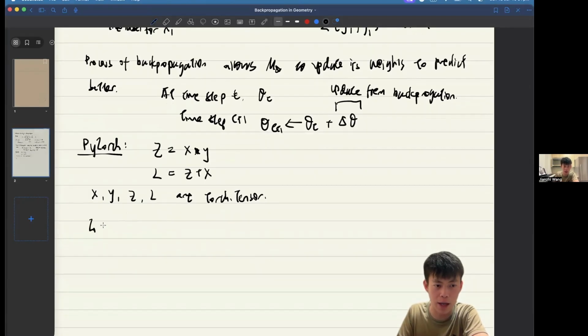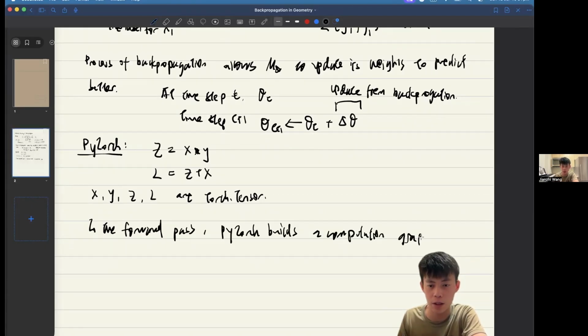In the forward pass, PyTorch will build up a computation graph. What is a computation graph? A graph usually has nodes and edges. In a computation graph, the nodes are actually the operators, so the multiply, the plus. The edges are actually the inputs and outputs to the operators.